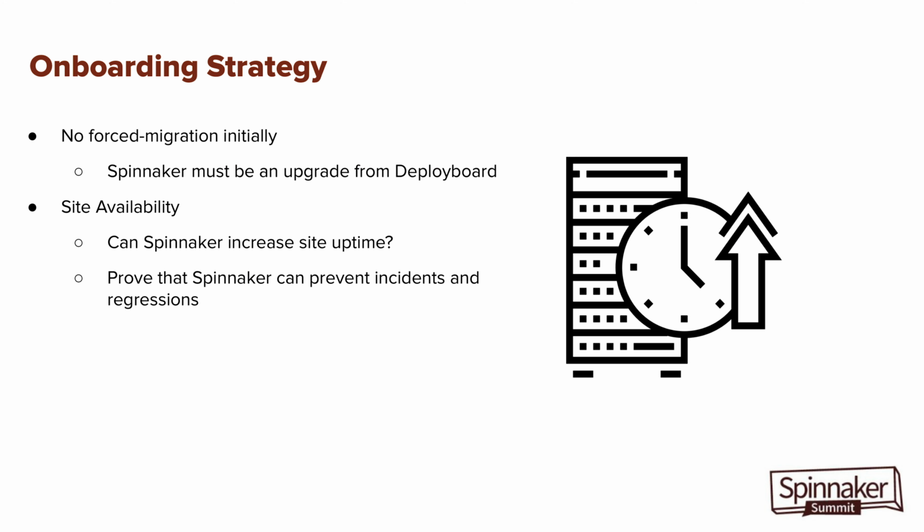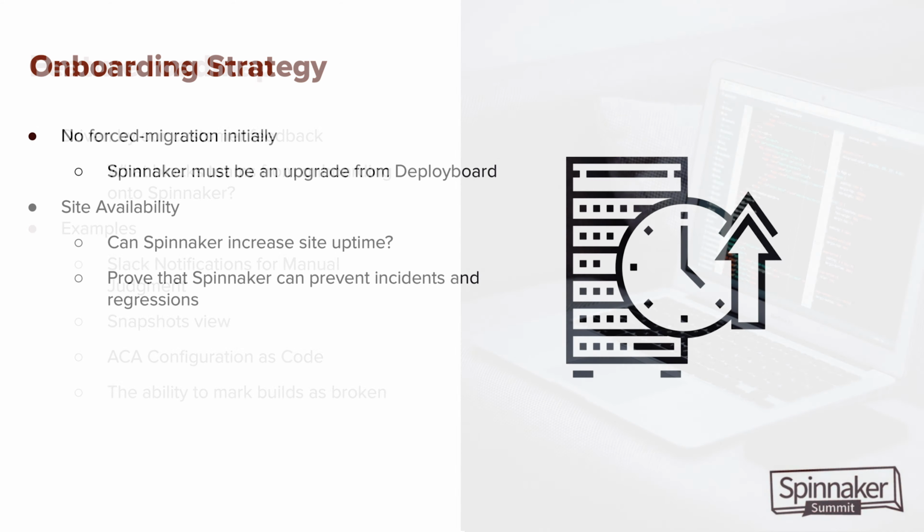So what's our onboarding strategy? We don't want to do a forced migration. We basically want to show people that Spinnaker is an upgrade from deployboard. They shouldn't feel forced to migrate. And so we approached this from the site availability angle. We migrated the most critical services at Airbnb, and we are now proving that ACA can actually increase site uptime. Now that we've proven that, we have a mandate to move people to Spinnaker because Spinnaker is safer than deployboard. So that's how we approach onboarding.